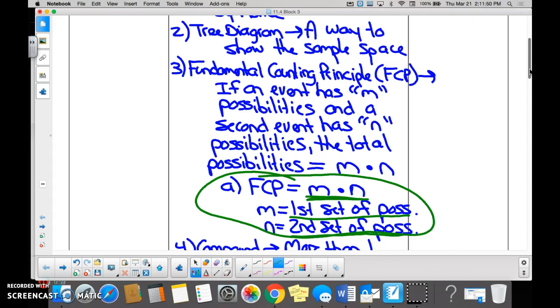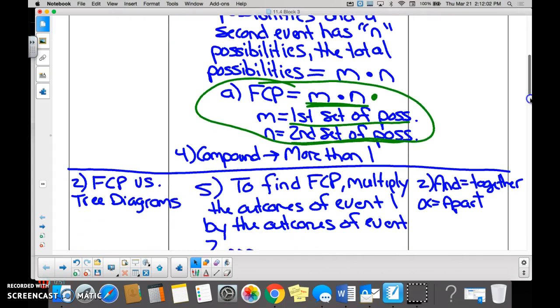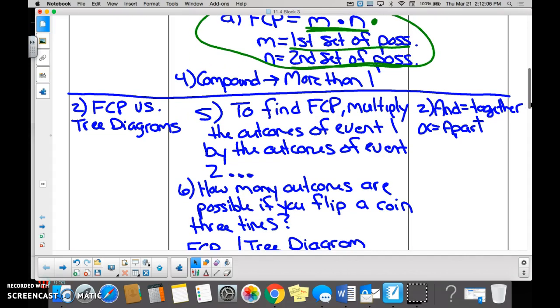If there is a third set of possibilities, would you continue to multiply? Yes. There could be a third, a fourth, a fifth. You just keep multiplying those possibilities together, right? And I think we actually say that down here. To find the fundamental counting principle, multiply the outcomes of event 1 by the outcomes of event 2, and so on and so forth, right?